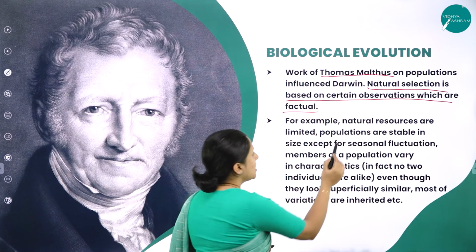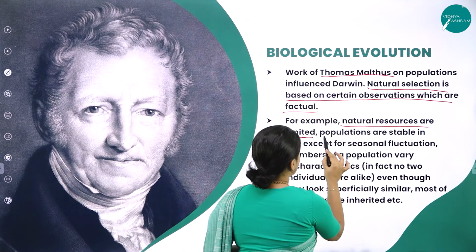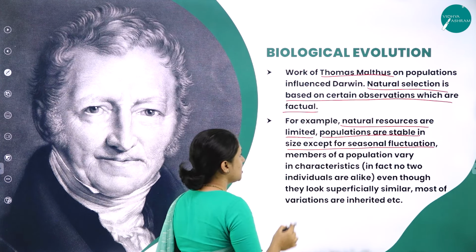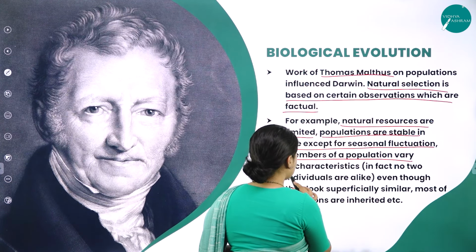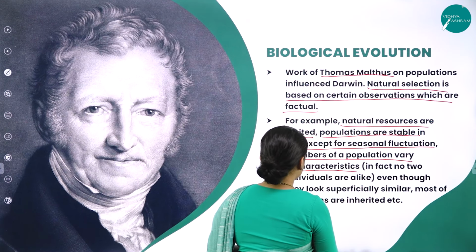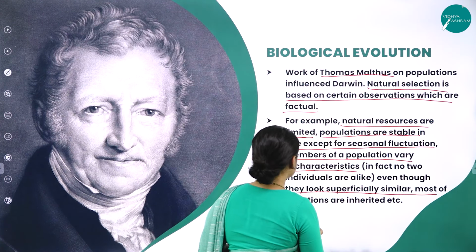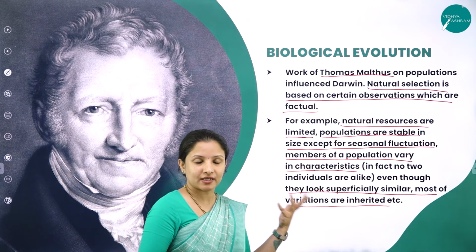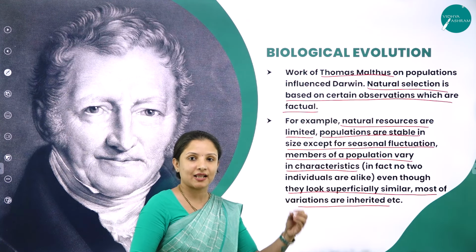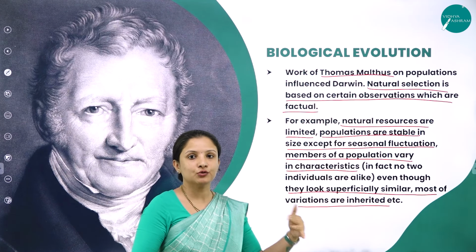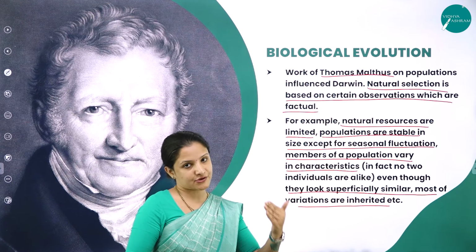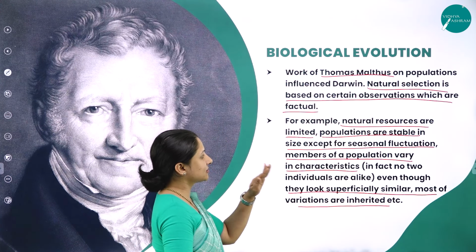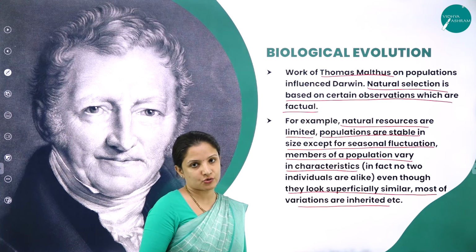For example, natural resources are limited. Populations are stable in size except for seasonal fluctuation. Members of a population vary in characteristics, and even though they look superficially similar, most of the variations are inherited. So he said that when natural resources are limited, nature selects the ones who are fittest to feed on or depend on those natural resources, and they only survive on this planet. And populations are stable in size except for seasonal fluctuation.